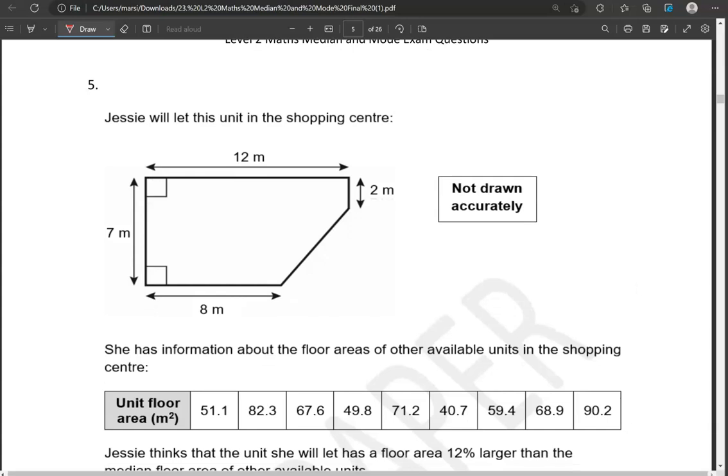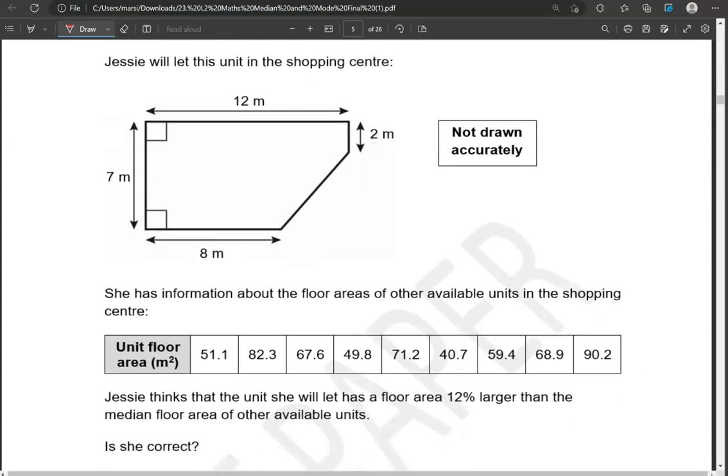Jessie will let this unit in the shopping centre. She has information about the floor areas of other available units in the shopping centre. Jessie thinks that the unit she will let has a floor area 12% larger than the median floor area of other available units. Is she correct? Let's work out the area of the unit that she's going to let.